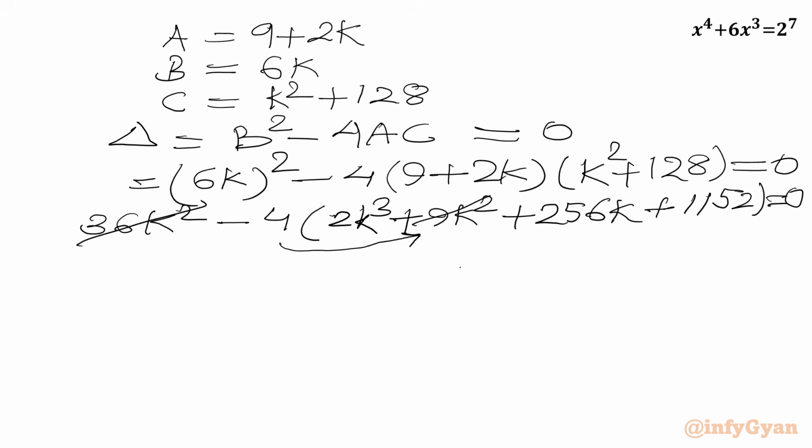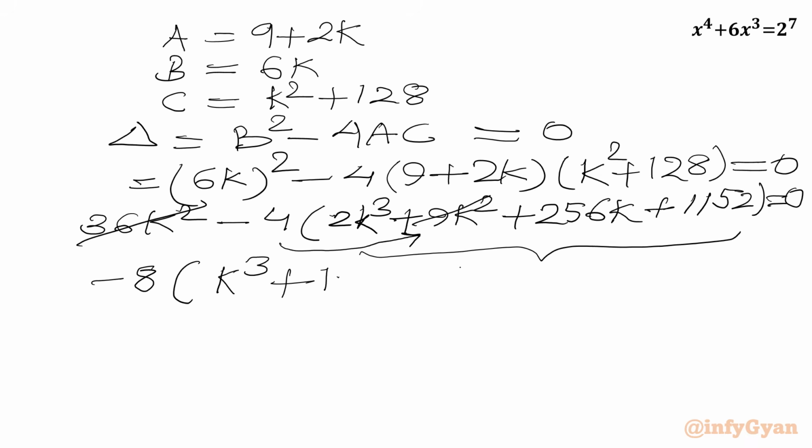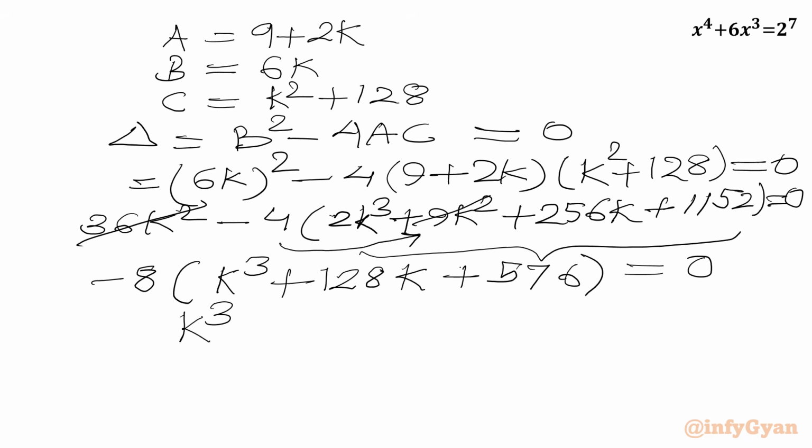So I can take 2 common from this bracket. We will get minus 8. In the bracket, we'll write k cube plus 128k plus 576 equal to 0. So we have one cubic equation, k cube plus 128k plus 576 equal to 0. Now we'll be using method of factorization.